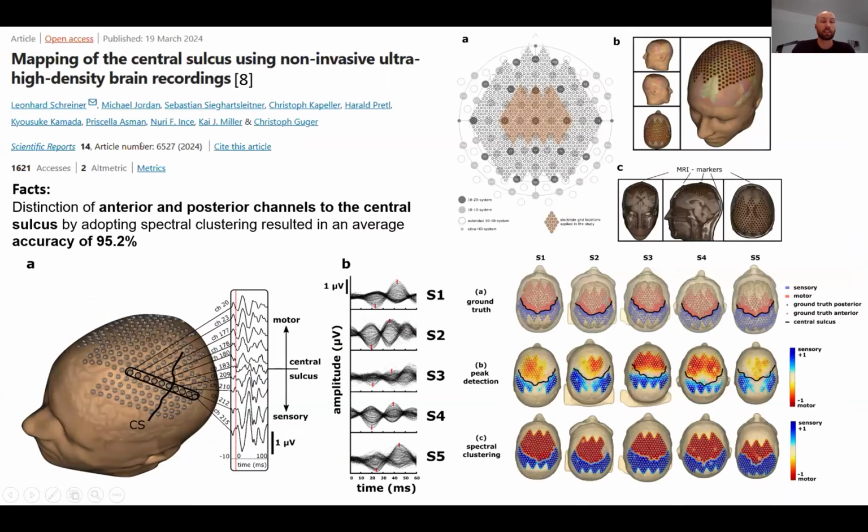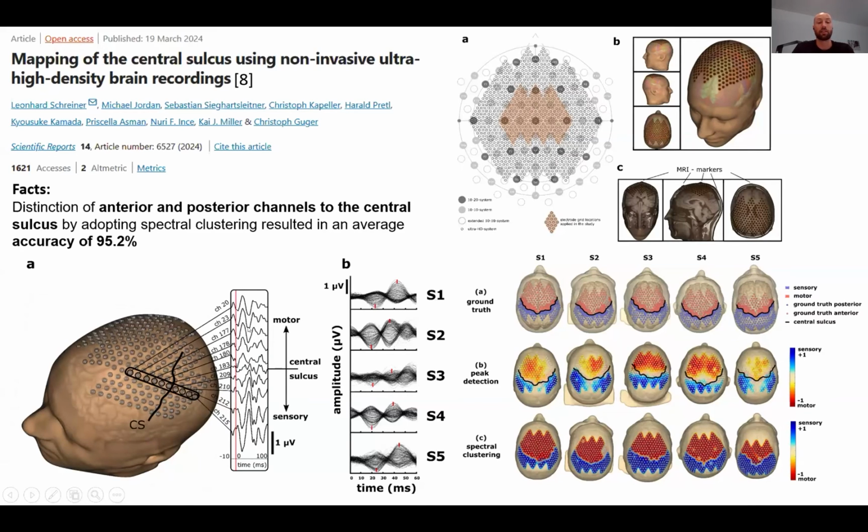And the second study is, as you have seen before, with this median nerve stimulation. We have done here mapping of the central sulcus using the ultra high density EEG system. With this non-invasive system, we have shown that we can get an accuracy of 95.2% locating the channels post and pre-central, the central sulcus, by using here these somatosensory evoked potentials that you can see in the left bottom. So you can see here this head model with 10 channels plotted across the motor and sensory area, and the central sulcus located in between.